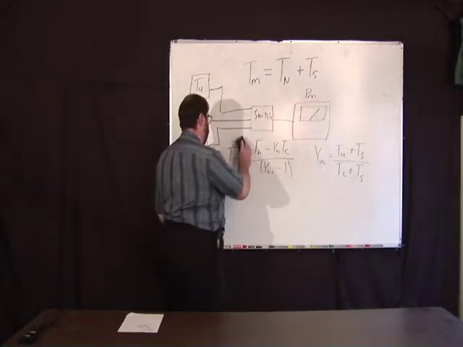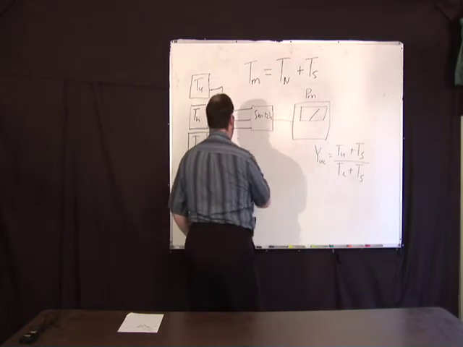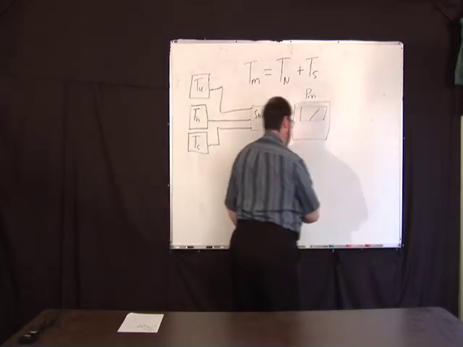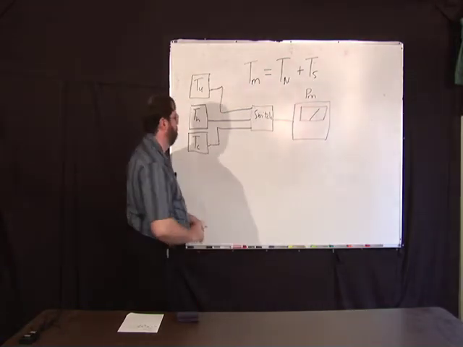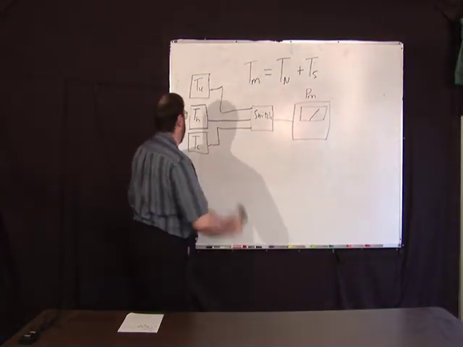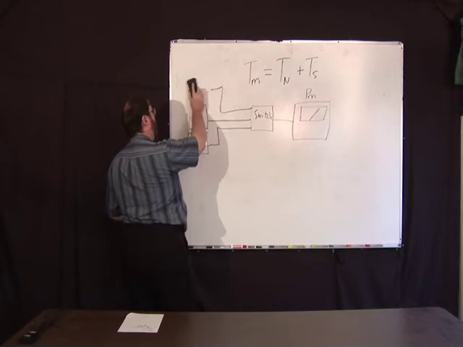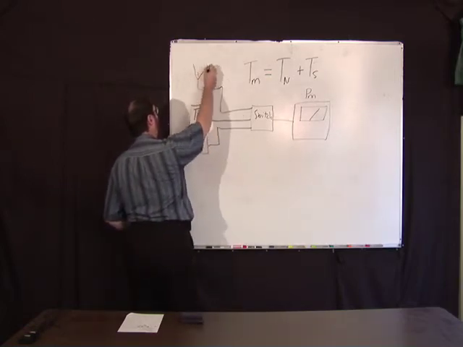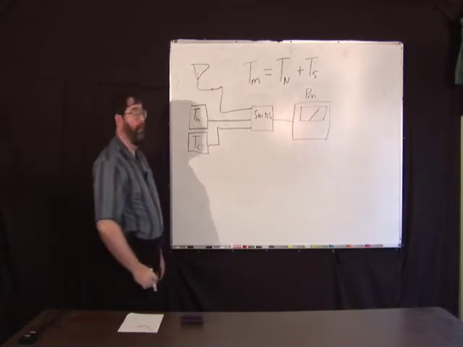Well, what's one of the things you can do with that? One of the things you could do is, instead of measuring some black box, you could put some antenna up here and measure the sky.